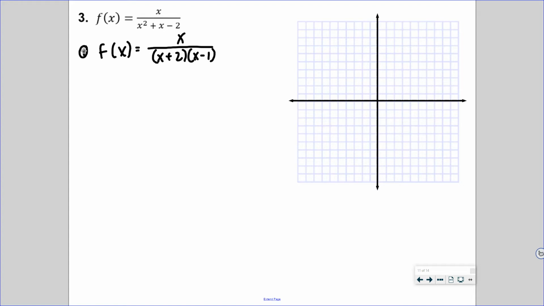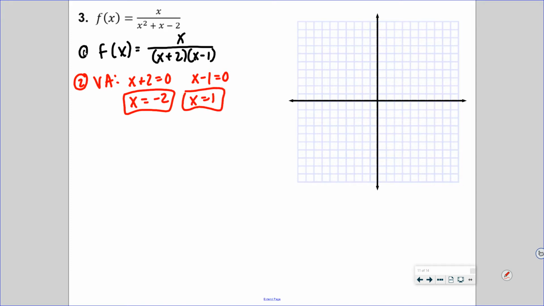Nothing cancels here, but this does help me now in this factor form to find my vertical asymptotes. That's what I check next. Reminder, that is whenever your denominator, whatever's left over, is equal to 0. So I end up having 2 at -2 and 1. Can we cross vertical asymptotes? No siree. These ones, our graph does not touch or cross.